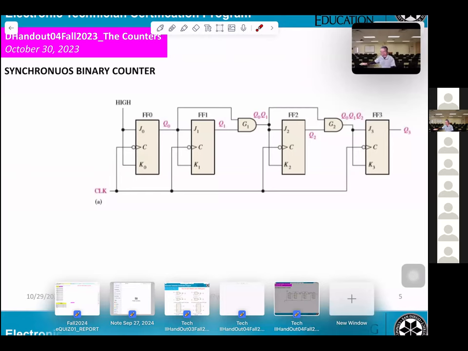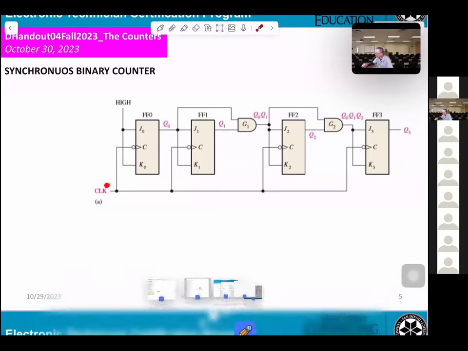Okay, last time we already talked about the counter. They can be synchronous counter or asynchronous counter. If we're looking at the display, this is a counter, synchronous or asynchronous. Synchronous counter, sorry.